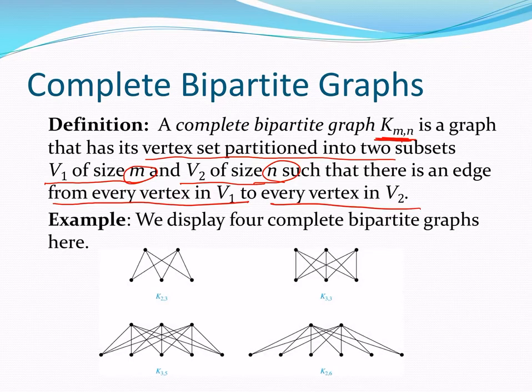Here's four different types. K_{2,3}, two vertices and three vertices, with as many edges as possible and still be bipartite. K_{3,3} is a very important graph from a graph planarity standpoint. We'll see that in a later section. K_{3,5} and K_{2,6}. And how many edges are there in a complete bipartite graph? Well, there's n edges for each of the m vertices in set V1, so that means the number of edges is equal to m times n.